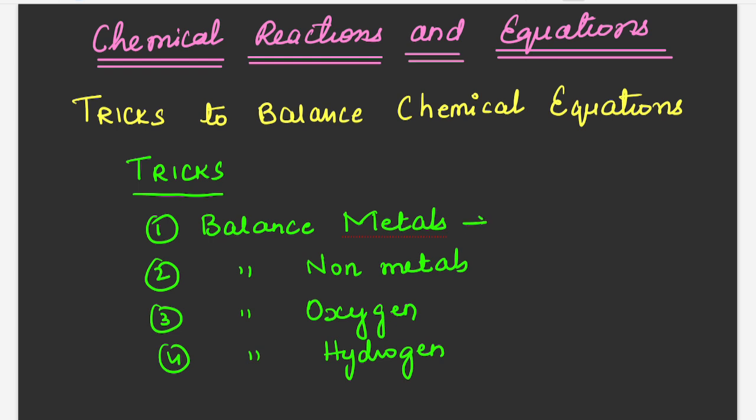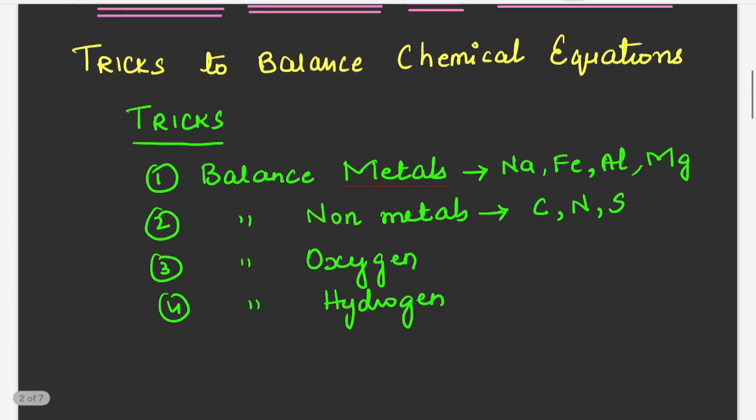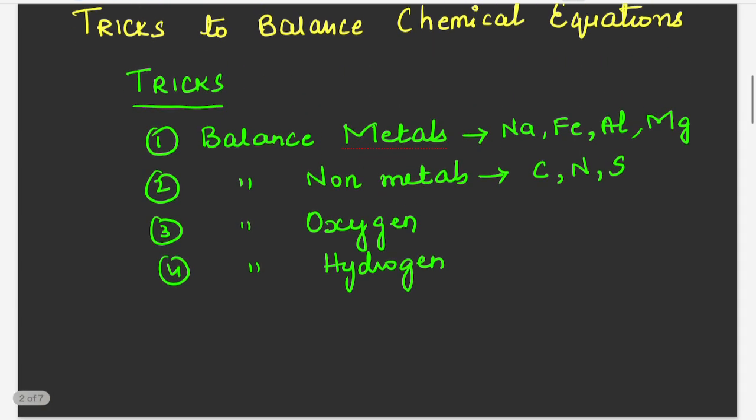Examples of metals: sodium, iron, aluminium, magnesium. All these are metals. Examples of non-metals: carbon, nitrogen, sulfur. All these are non-metals. This is the sequence we are going to follow so that it becomes super easy for you to balance any given equation. So let us take one example to solve.